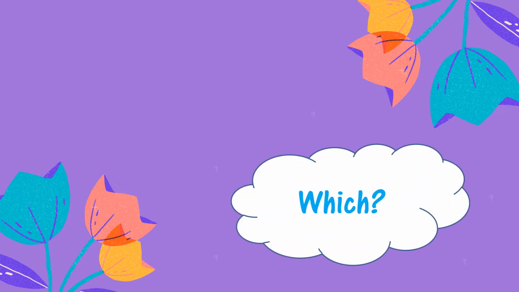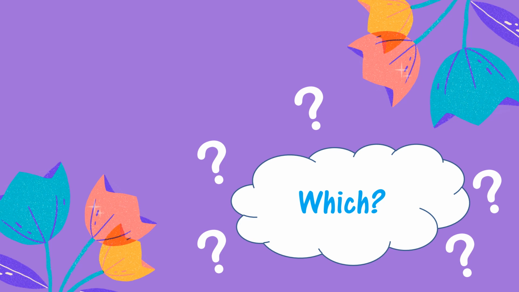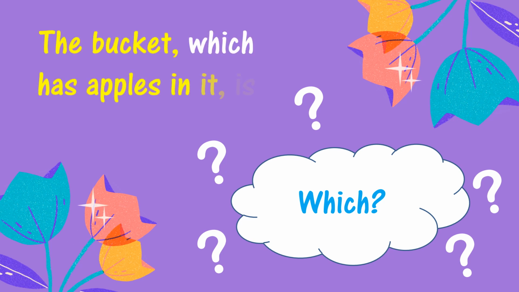Now where to use which? Because which is an interrogative pronoun, it is questionable. So you will ask a question. Let us take the second example. Which is the bucket which has the apples in it? So the second sentence answer will be which. The bucket which has apples in it is blue. I hope you have understood, children.